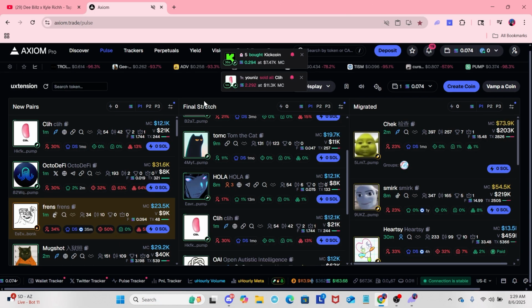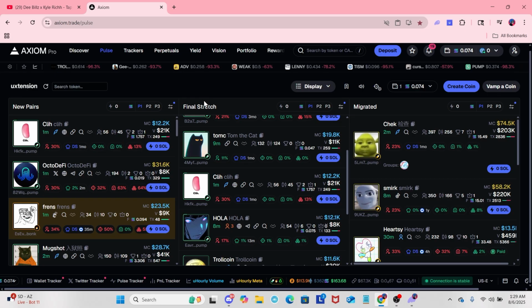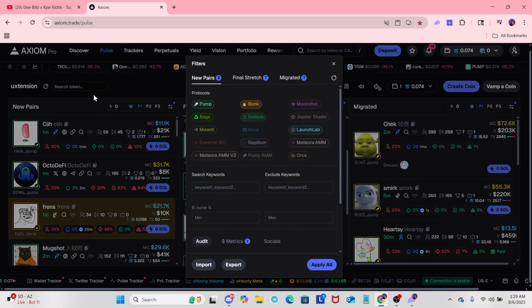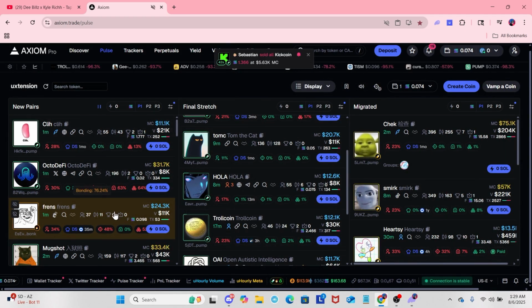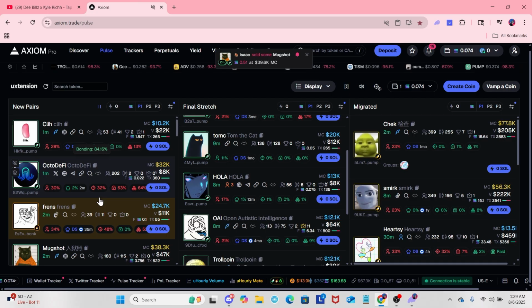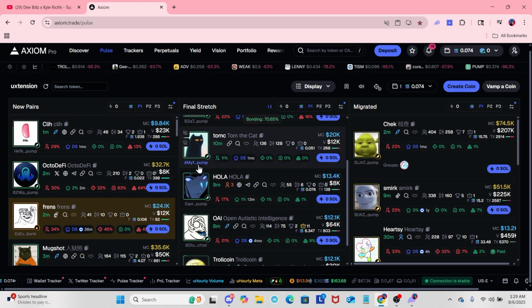On new pairs, I don't really have filters, because the only thing I have is a market cap of 9,000, so it already has a little volume when I see it. Other than that, I wouldn't put any filters on new pairs, because you want to see every new pair. That's if you're trenching. I don't really trench that much. I really stick to final stretch or migrated. Other than that, new pairs I don't really touch.